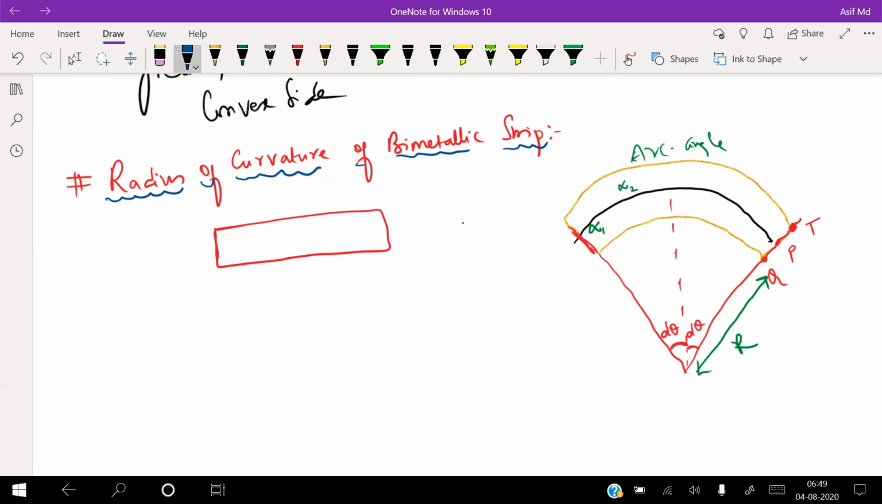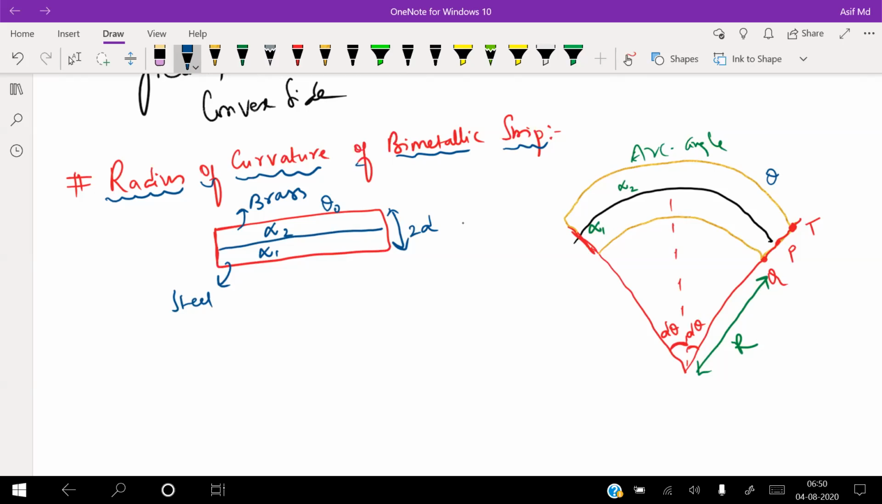Proper linear expansion. So this one is, say for example, alpha 2 and this one is alpha 1. Say the down one is steel and the above one is brass. Here the initial angle of this one is theta naught. When it bends, it becomes theta. Now the total diameter of this one, say for example, is d. Thickness of this one is equal to 2d.